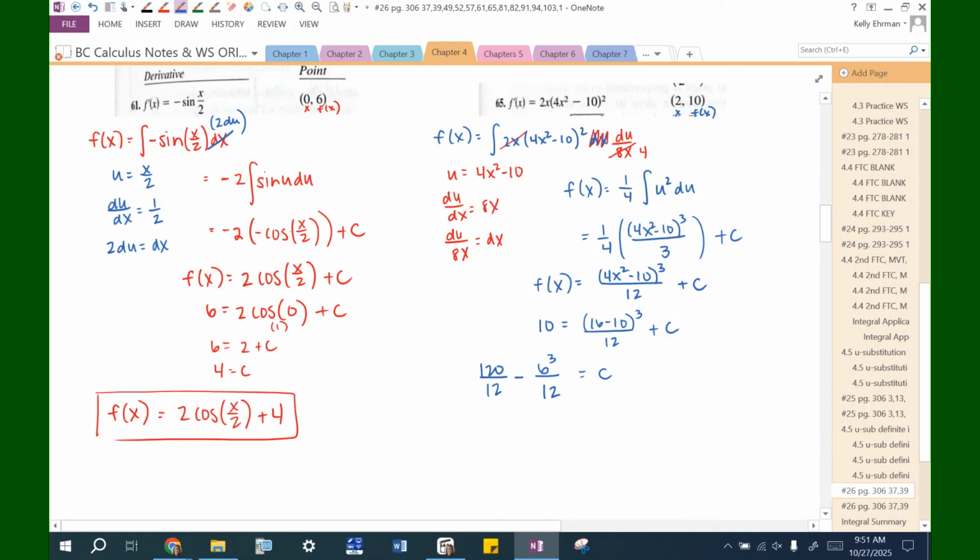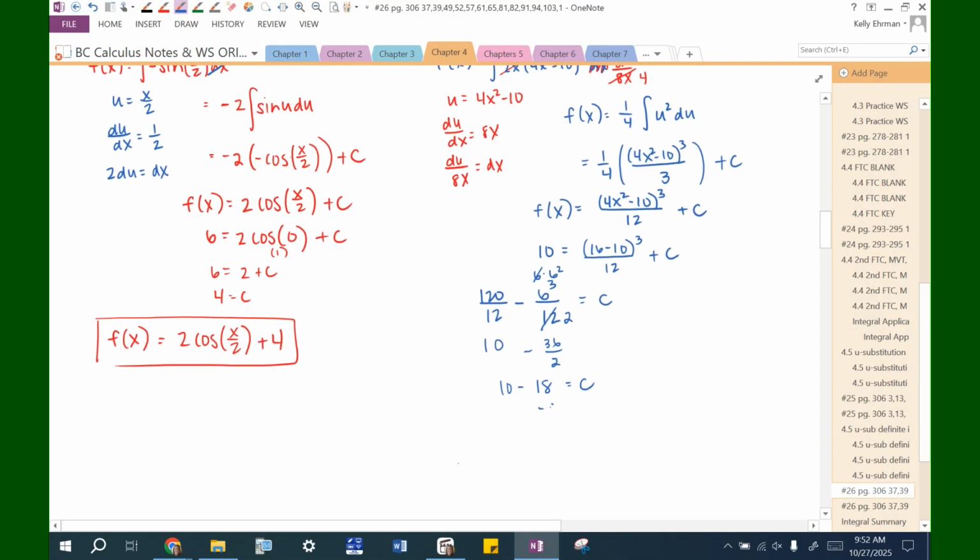That equals c. Now I could figure out 6 to the third and subtract, but I'm also thinking, well, this is 6 times 6 squared. So 6 over 12 is 2. 6 squared is 36 over 2. I can probably reduce this, right? 120 over 12 is back to 10. Maybe I didn't need to make that 120 over 12. So 10 minus 18 is c. I'm getting that c is negative 8.